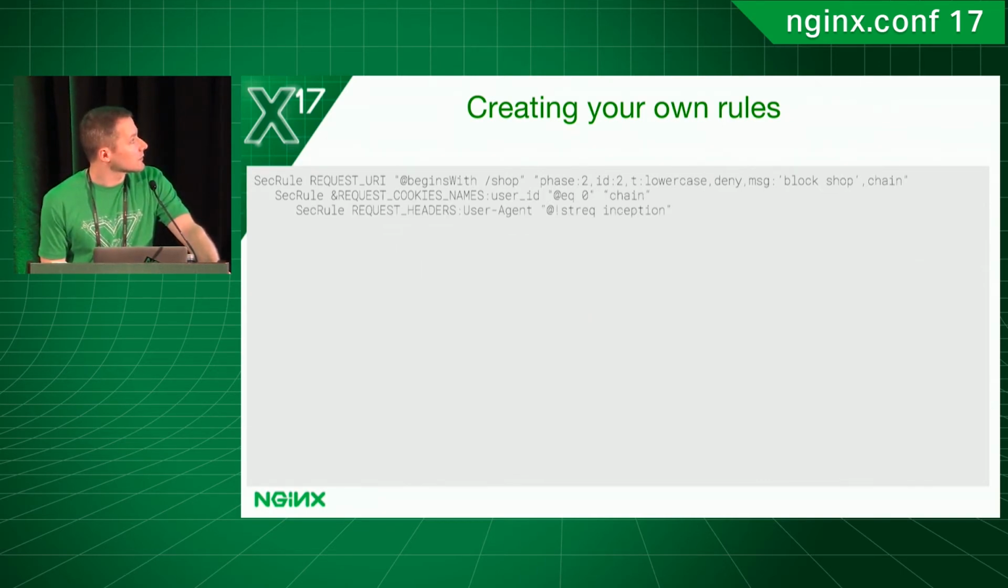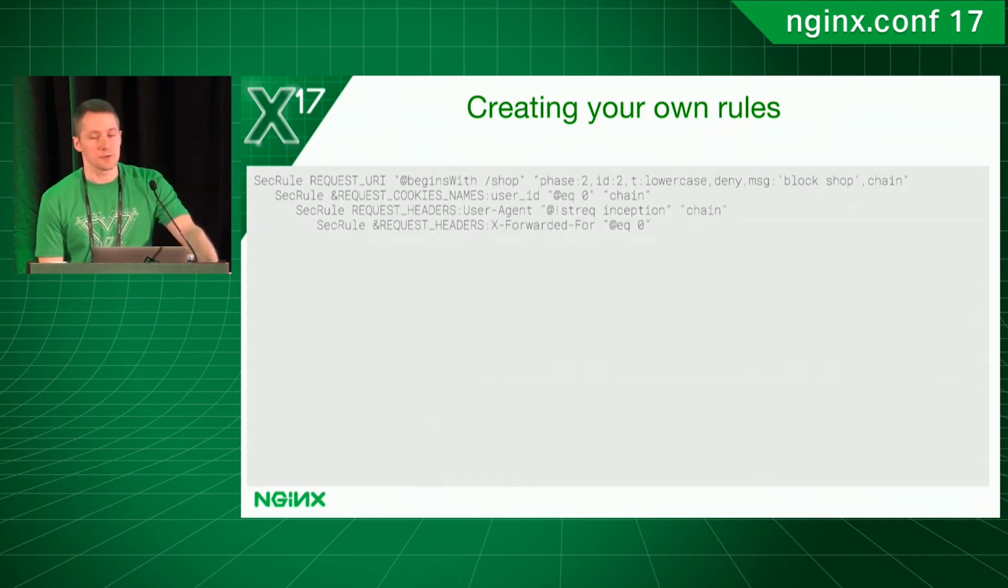We can chain that also with user agent. So for example, we want to block if it's not a specific user agent. In this case, you have a specific client device out there that has a user agent called Inception, and if that's not what we're seeing, we want to block that traffic.